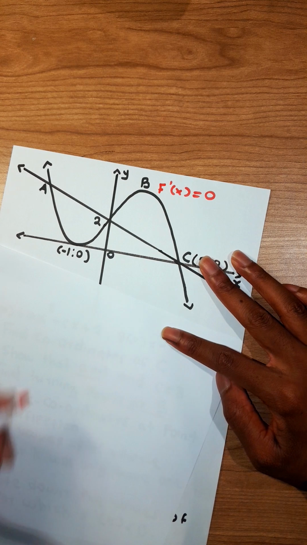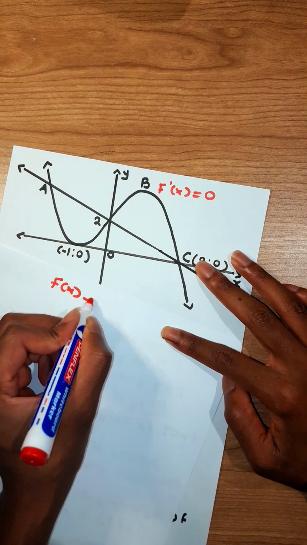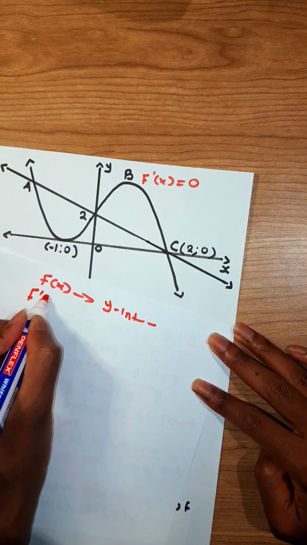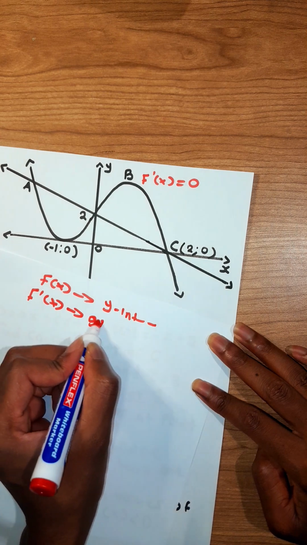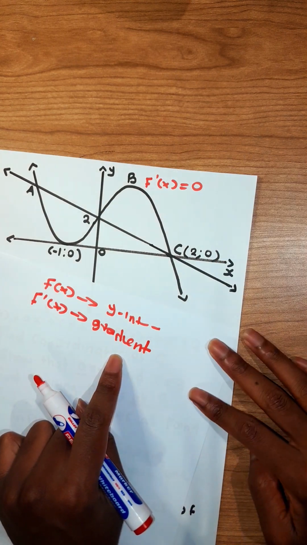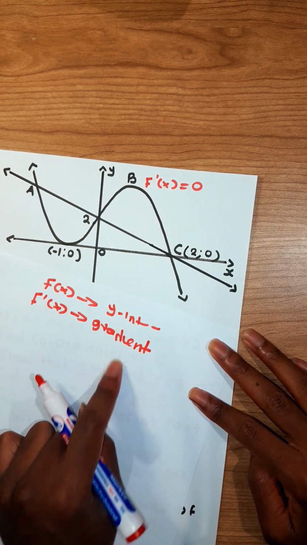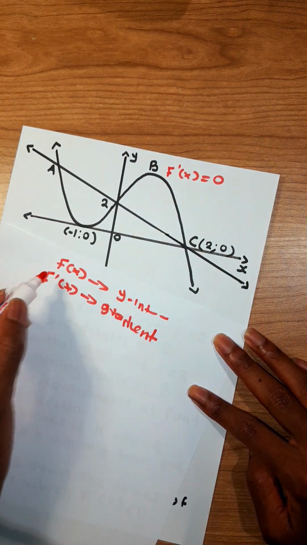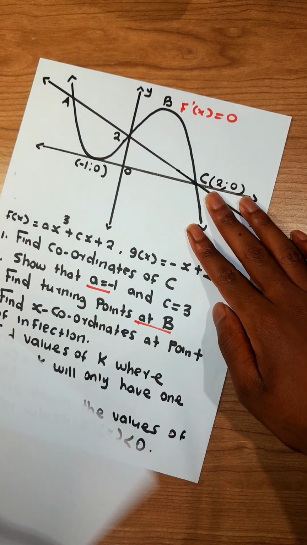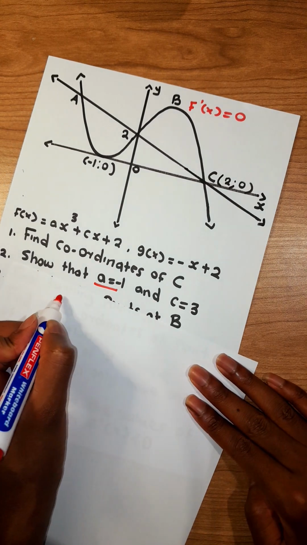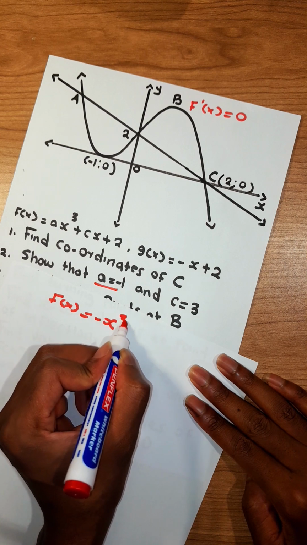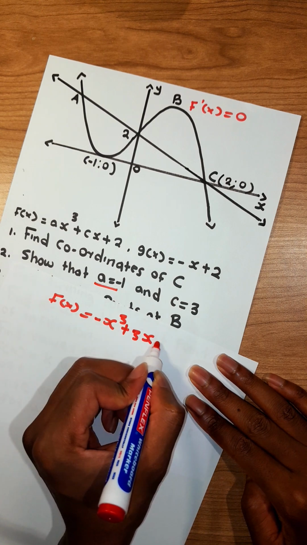To those of you who haven't yet done calculus, f of x means y, as you always knew it. But when we talk about f prime of x, we are talking about the gradient. And at the turning point, the gradient is 0. I'm not going to talk about y in this video because that's a topic for another day. But how do we move from f of x to f prime of x? What is our f of x at this point? If you check our f of x, it is going to be minus x cubed plus 3x plus 2.